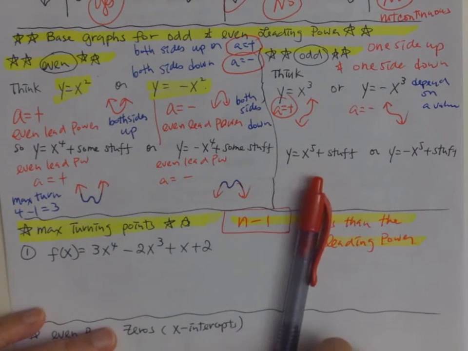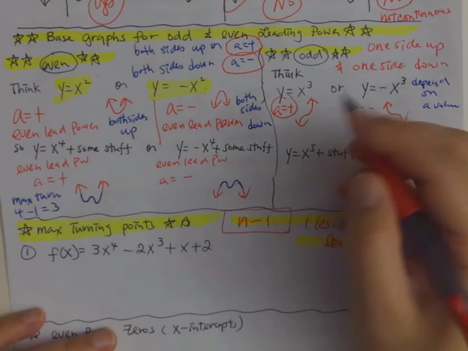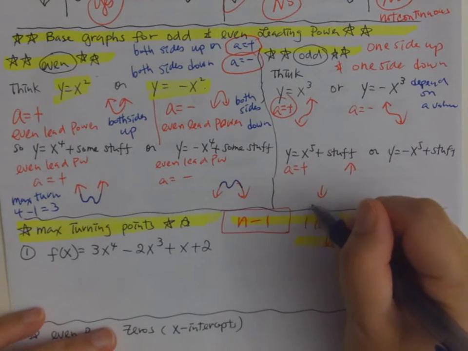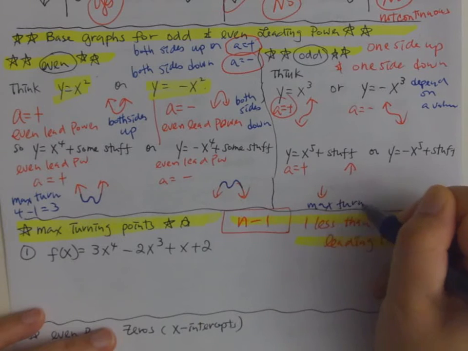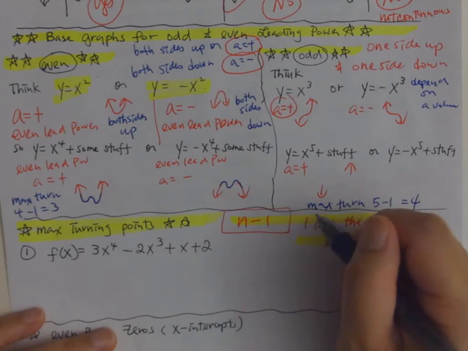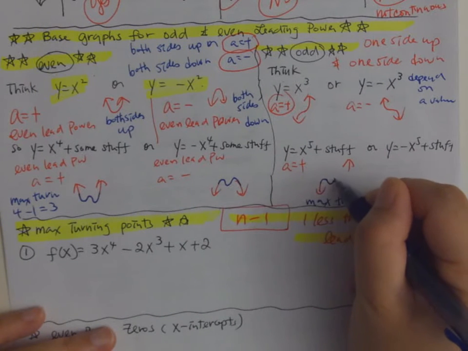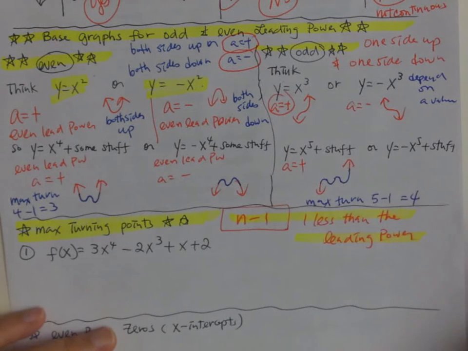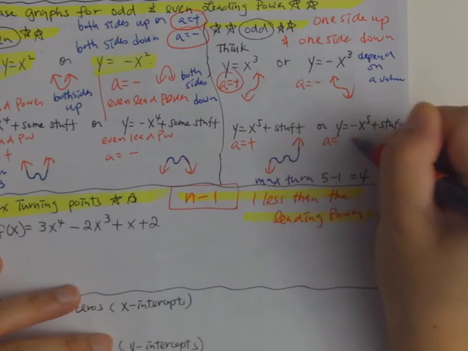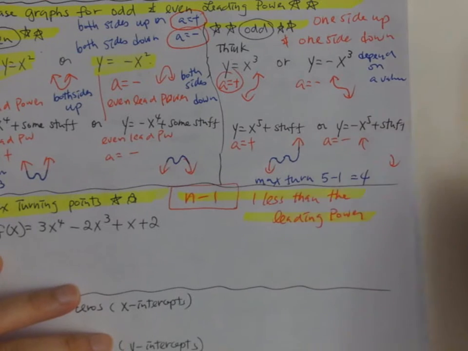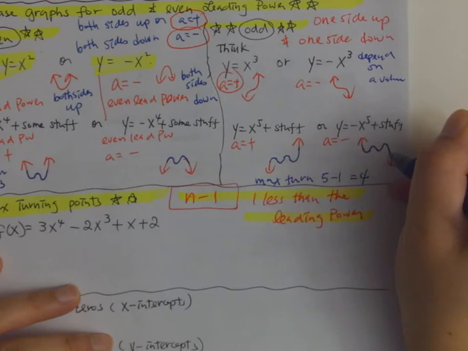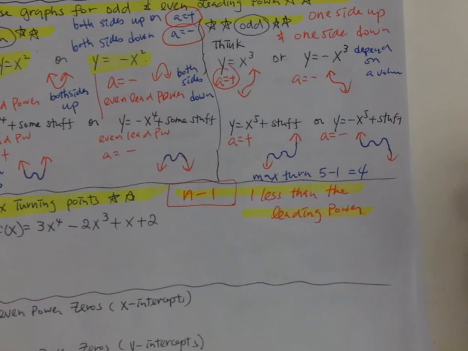So if I'm doing the 5th power, which is odd leading power, right? With A positive, again, this side up, this side down, right? What is the maximum number of turns? The maximum turns would be 5 minus 1 equal to 4, right? So that's kind of difficult to draw. 1 turn, 2 turns, 3 turns, 4 turns. So it looks like the back of a camel, right? If A is negative, you will flip it, right? So this side up, this side down. You're going to have 1 turn, 2 turns, 3 turns, 4 turns like that, right? So it looks like your camel just turned around.